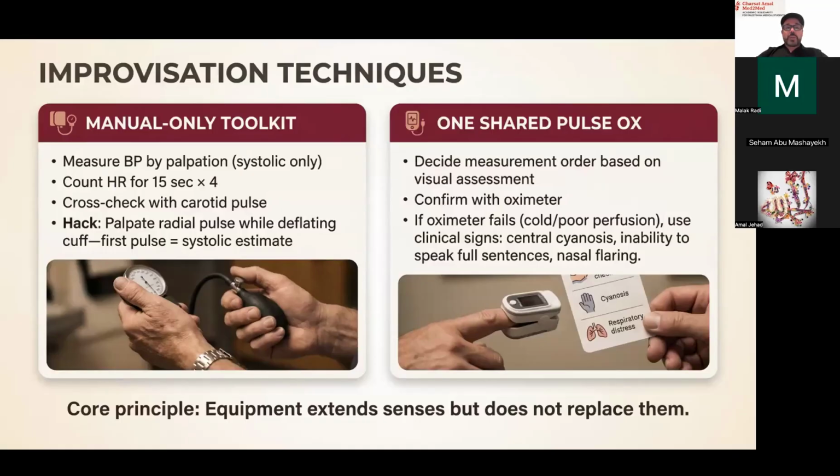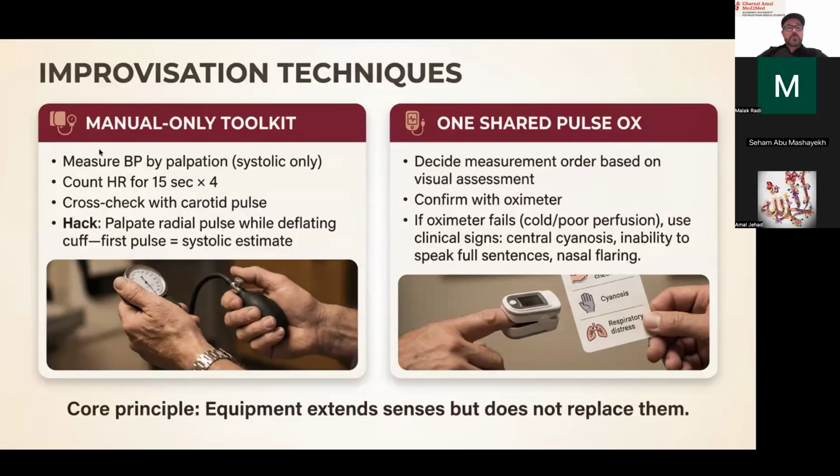You count the heart rate for 15 seconds and then you multiply it by 4. Sometimes, honestly, I calculate the heart rate for a whole minute. But if the patient's blood pressure is very low and I'm in an emergency situation, I don't have time, I just do 15 seconds and multiply it by 4. Same thing for the respiratory rate.